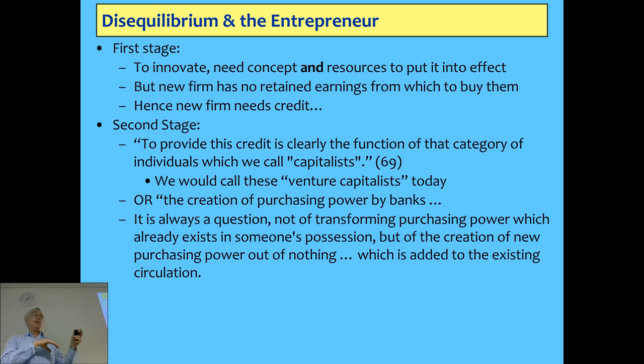So you see, the Austrians about money, they're all arguing you should abolish the Bank of England, abolish the Federal Reserve, and they go back to having money as gold. Those are their sorts of ideas. This is not Schumpeter, he's very, very different.